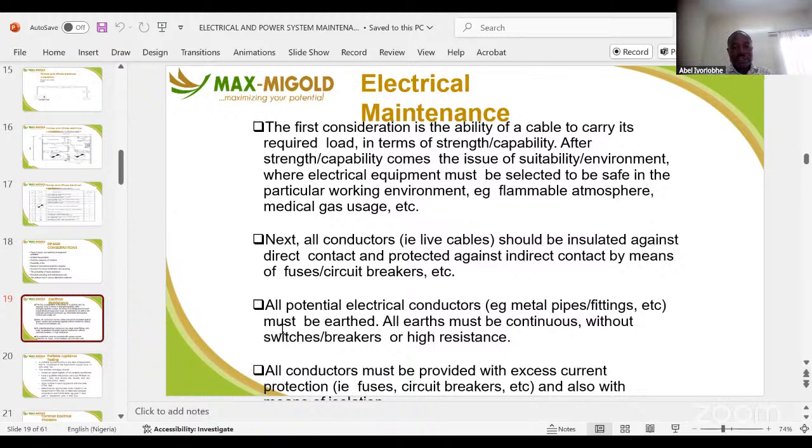All potential electrical conductors, e.g., pipes and fittings, must be earthed. You must earth all your equipment. We'll get to earthing. Make sure they are earthed. Don't assume, they have to be earthed. All conductors must be provided with excess current protection, like fuses and circuit breakers. If they are not there, this equipment will just fail on its own. They are meant to protect. Your major equipment must not fail. It might cost money to put protection in place, but you are saving costs in the long run.